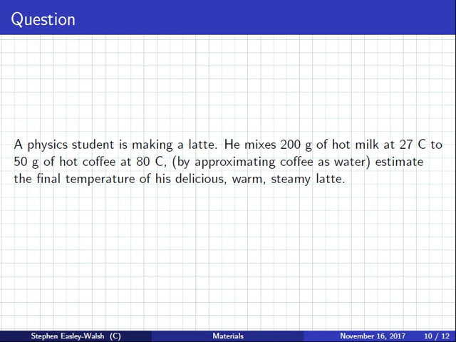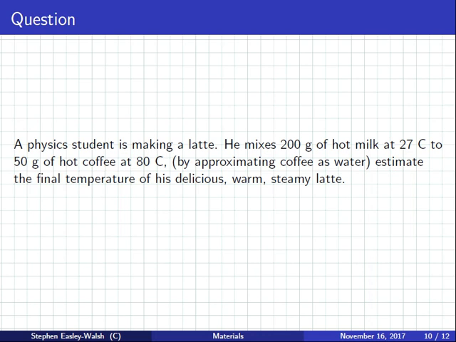A physics student is making a latte. He mixes 200 grams of hot milk at 27 Celsius to 50 grams of hot coffee at 80 Celsius. And I say, imagine the coffee is just like water. What is the final temperature of the deliciously warm, steamy latte? So you have your milk and your coffee, and you mix it together, and you want to know what's the final temperature. So let's draw this to see what we got.